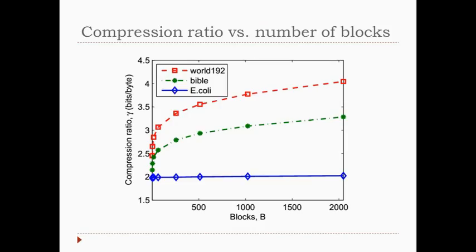The next numerical result involves the compression ratio as a function of the number of blocks. Here, the number of blocks appears on the horizontal axis. The vertical axis shows the compression ratio as before. And we can see that when we have more blocks, the compression ratio goes up, meaning that we don't compress quite as well. At the same time, we can see that some files, like the E. coli file, which has a pretty small tree source, don't really suffer that much from more blocks, while for text files, such as the Bible file and the World 192 file, the degradation in compression ratio is more severe.